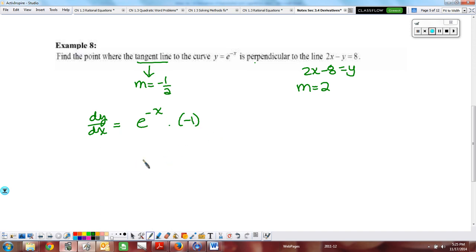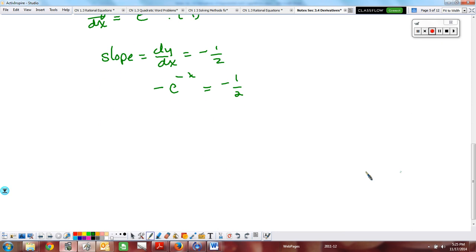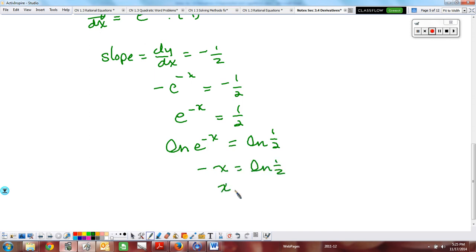And so I'm basically going to set my derivative, dy/dx, equal to negative 1/2. So my negative e to the negative x equals negative 1/2, and then we have a little review of solving. e to the negative x would equal 1/2, and then we need log, so natural log of e to the negative x equals natural log of 1/2, which, these are inverses, so they cancel out. Negative x equals natural log of 1/2, or x equals negative natural log of 1/2.